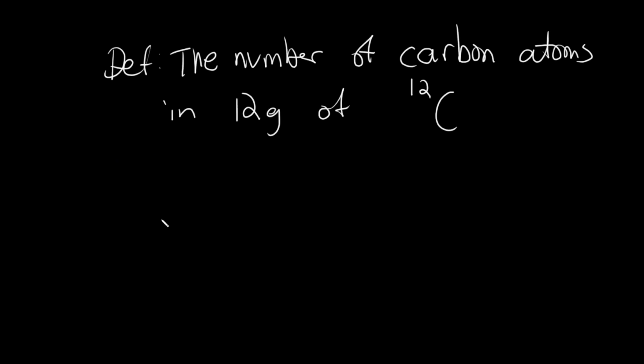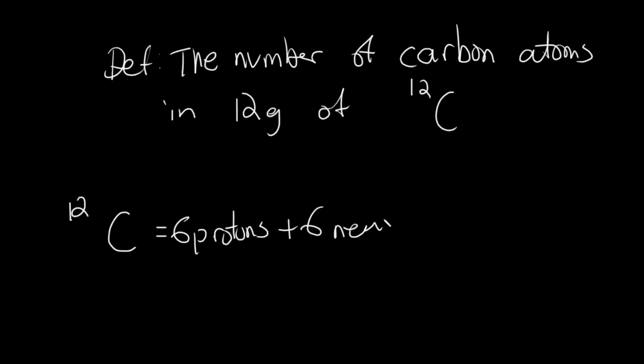Now, how does the mole relate to mass? To understand this, we can consider the definition of the mole. And the definition is the number of carbon atoms in 12 grams of carbon-12. So let's think about this. Carbon-12 has 6 protons because it's carbon, and 6 neutrons because the number of protons and neutrons has to add up to 12.